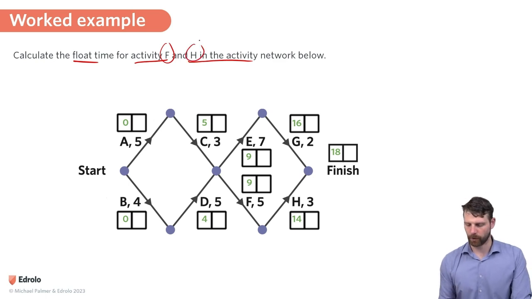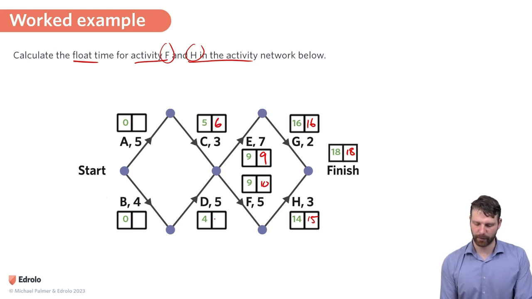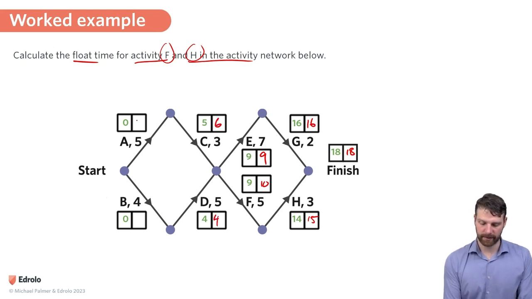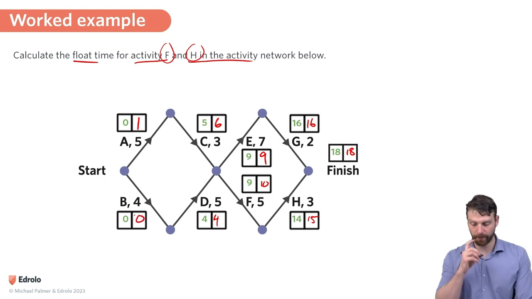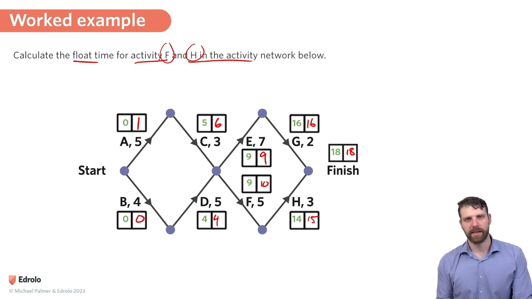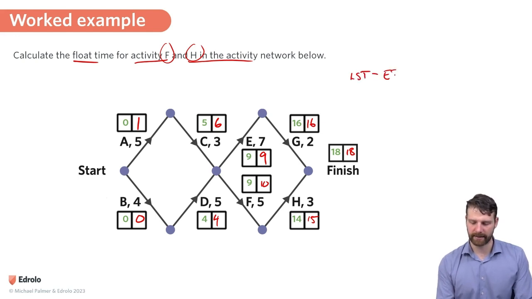And I just did this before, so let's fill in the numbers. I think it was 18, 16, 15, that was 10, and that was 9. And this was 6, and this was 4, and this was 1, and this was 0. Okay, so they're the numbers we had before. You can see I can do it relatively quickly. To figure out the float time of any activity, we just have to do the LST minus the EST. That's going to give us the float time.